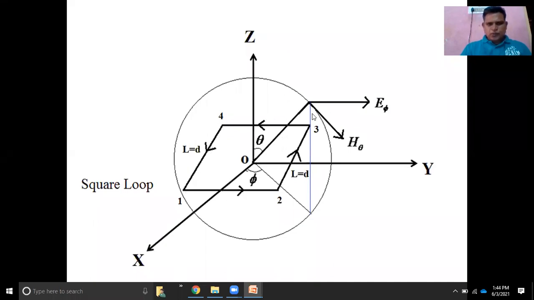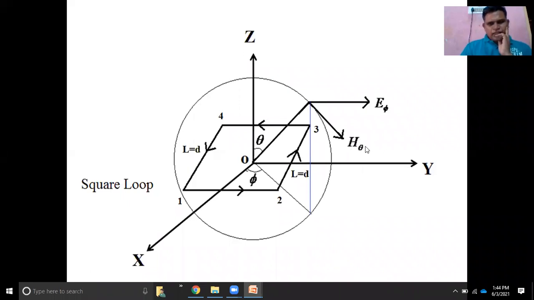We'll feed the loop with the electromagnetic electric signal here, then the current will pass in this direction. In this loop antenna, we'll see later that the electromagnetic wave is traveling in the r direction. The electromagnetic radiation coming from this square loop is in the r direction, that is, the wave propagates in the r direction.